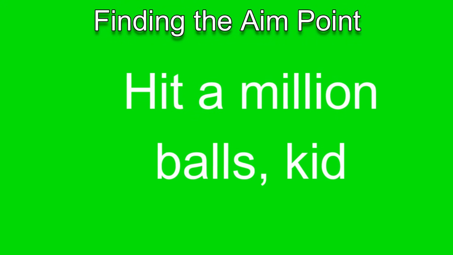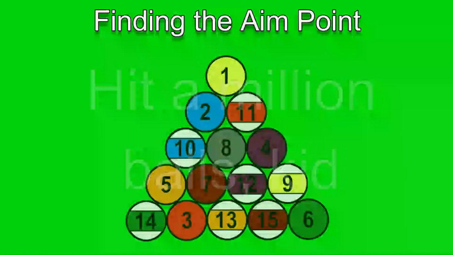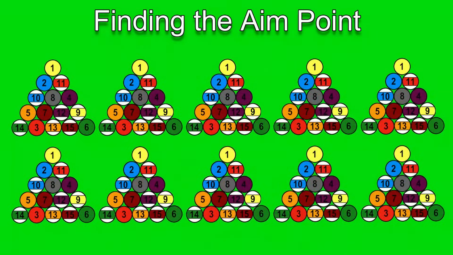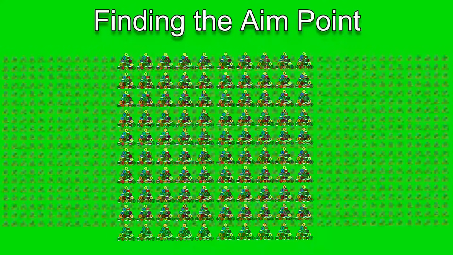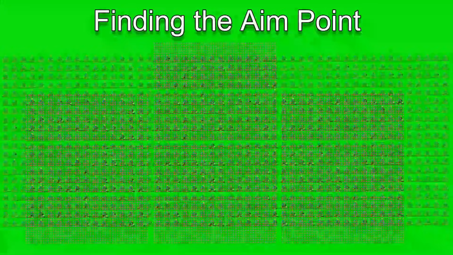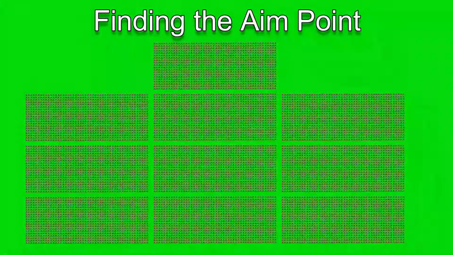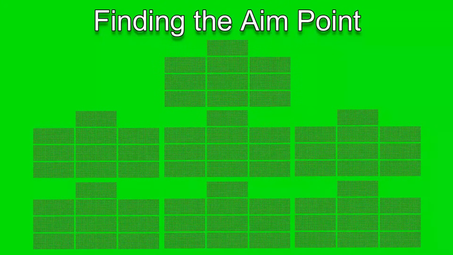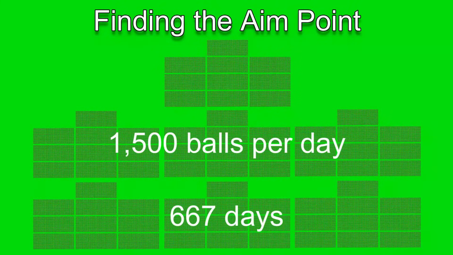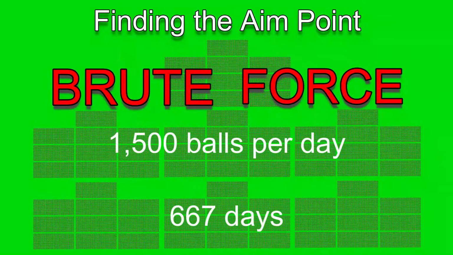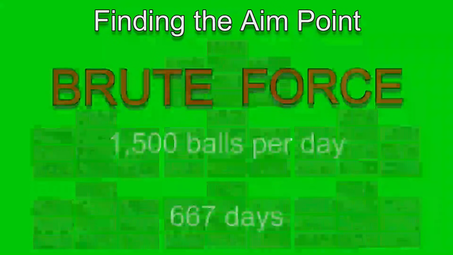Well, what does 1,000,000 balls even look like? I mean, there's 15 balls in a rack. 10 racks would be 150 balls. 100 racks is 1,500 balls. 1,000 racks would be 15,000 balls. 10,000 racks is 150,000 balls. And 7 of those puts you over 1,000,000. For the record, if you were somehow able to shoot 100 racks per day, it would take you almost 2 years to shoot 1,000,000 balls. No matter how you look at it, that's a lot of balls. This is referred to as the brute force method of learning, and there's got to be a better way.